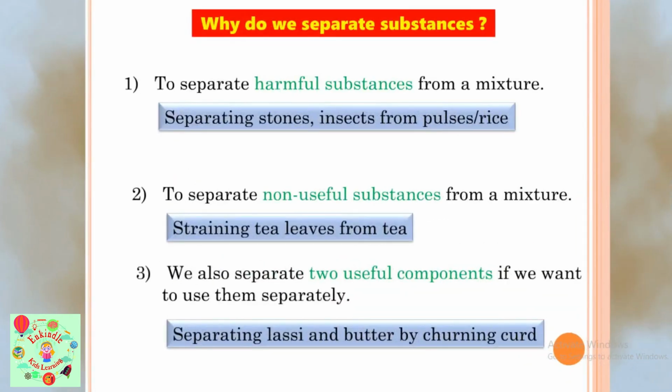Then we saw why we separate substances. We mainly separate substances for three reasons. One is to separate harmful substances from a mixture. Second, to separate non-useful substances from a mixture. And the third one is to separate two useful components if we want to use both of them.